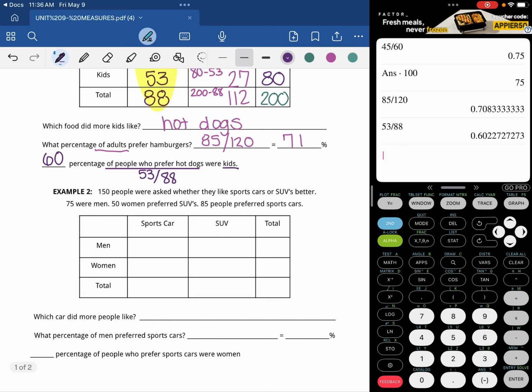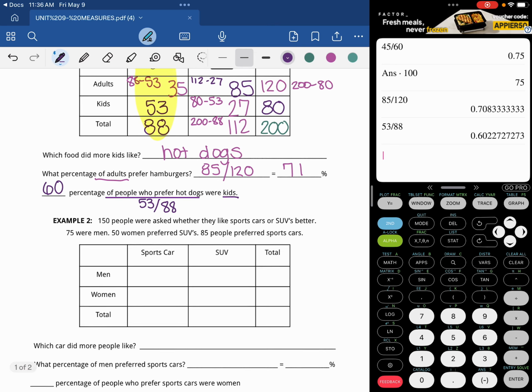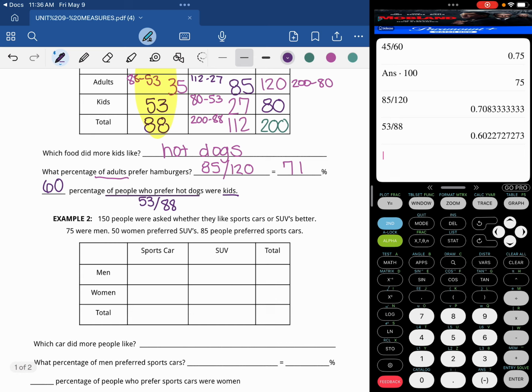Okay, I'm going to go a little bit faster through the second example. First one's still up there if you need it. 150 people were asked whether they like sports cars or SUVs. So that's going to go in the very bottom right. And then it says 75 were men. So that goes on men all the way down to the total.